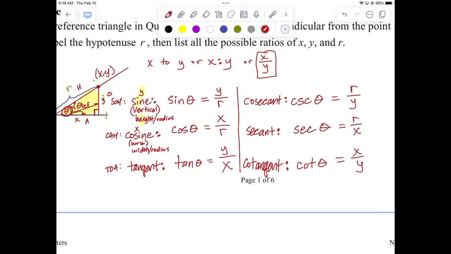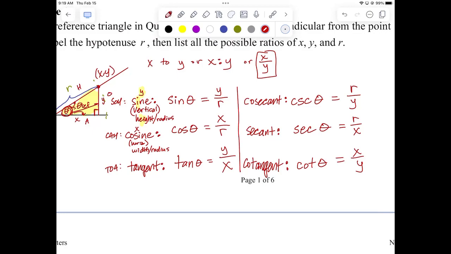Y over r. Did you say x when I said sine? Sine, y! Height! I don't say sine x, right? It's sine y height. What's the definition of sine in terms of x, y, and r? Y over r. Sine is y over r. You got to know that.